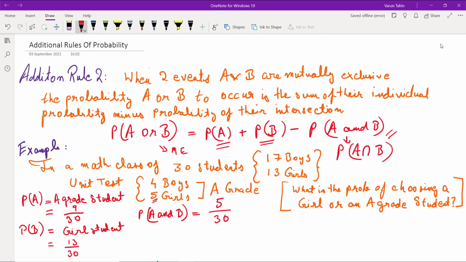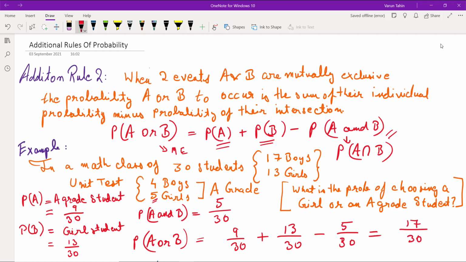Now we'll fit this equation here. So P(A or B), which is girl or an A grade student, is equal to 9 by 30, which is P(A), plus 13 by 30, which is P(B), minus 5 by 30. So this comes up to 17 by 30, which is your answer. Now I will explain to you why we have applied this rule to this experiment. The reason is there can be girls with another grade also, and there are girls with an A grade also. And what we are doing is we are finding the probability of choosing a girl or an A grade student. So there can be cases where both the probabilities can clash.